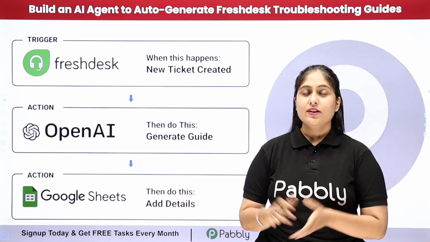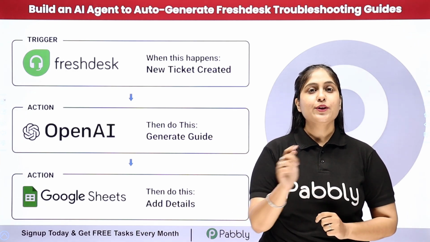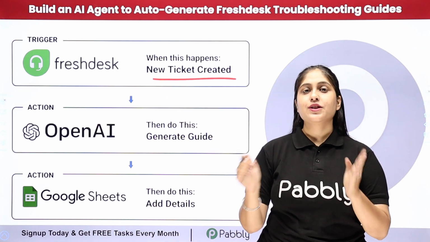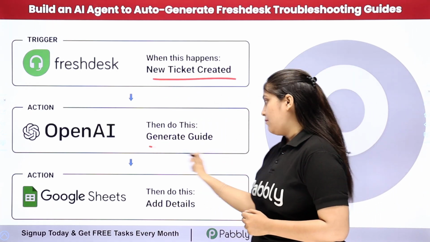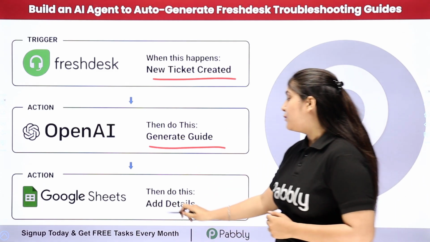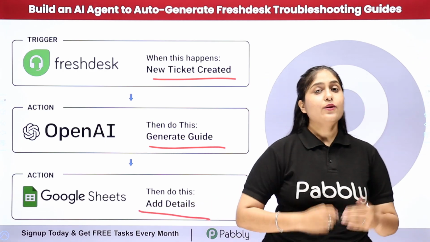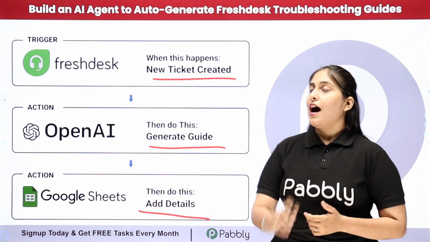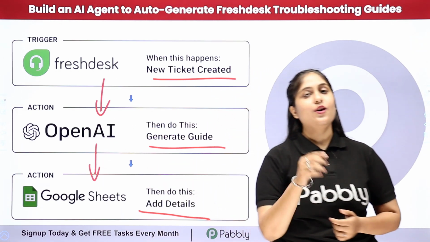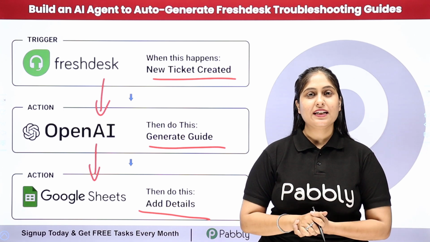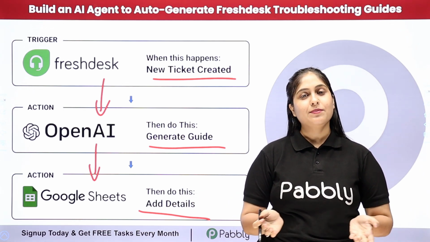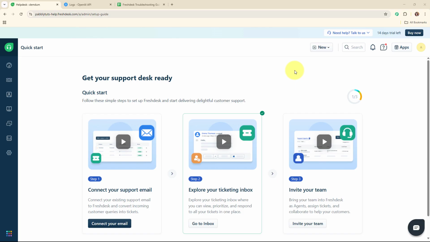So as a support manager, my objective is that whenever I receive a new ticket in my Freshdesk account, then automatically OpenAI should generate the troubleshooting guide for the same. And after generating the guide, automatically that detail should be added in my Google Sheets as a new row. So now to automate the entire process, I need to connect my Freshdesk account with my OpenAI account and Google Sheets using an automation software named Pabbly Connect. So to see the working of this automation and to learn this process step by step, let me take you to my screen. Welcome to my screen.